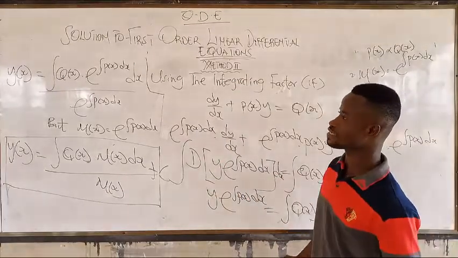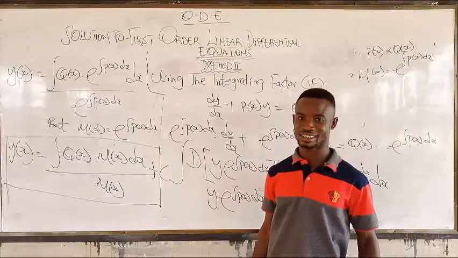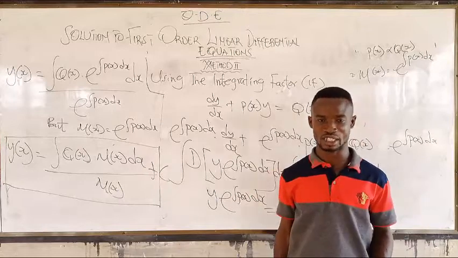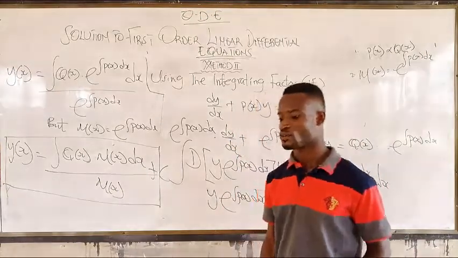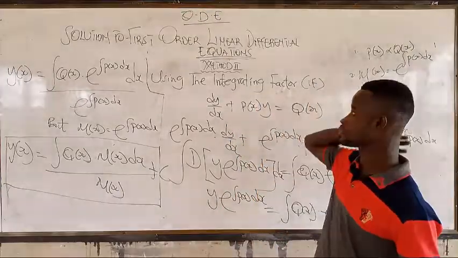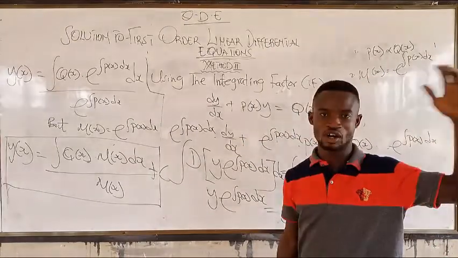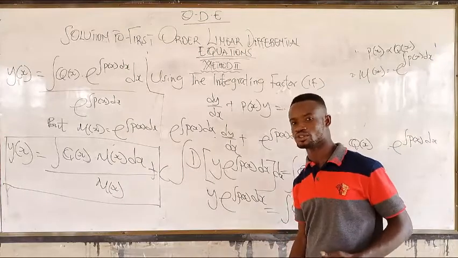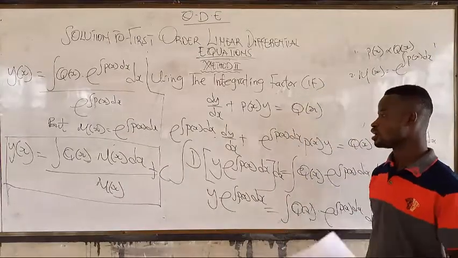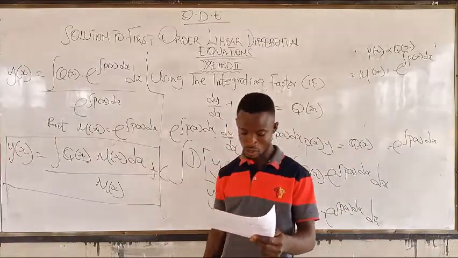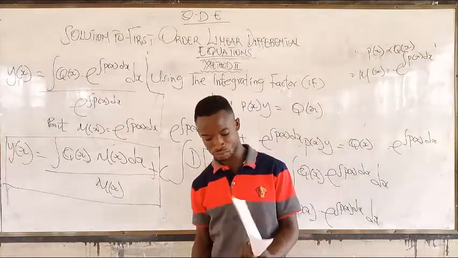I hope you can see that this method will be easier than the first method that we looked at, which is undetermined coefficient. But it depends. When you are restricted to use the integrating factor, use it. When you are restricted to use the undetermined coefficient, you need to use that. Alright, so let's look at some examples.